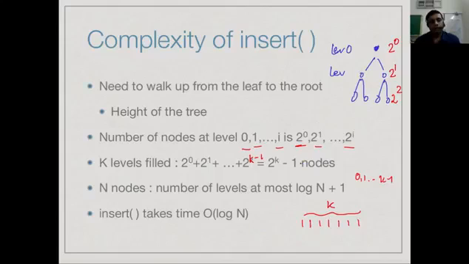Right? So therefore the number of nodes is exponential in the number of levels. So therefore if I have the number of nodes, then the number of levels must be logarithmic in that. Okay? And the number of levels is what determines the length of the longest path. And therefore insert in any heap will take time log of n, because every path is going to be guaranteed to be of height log n.